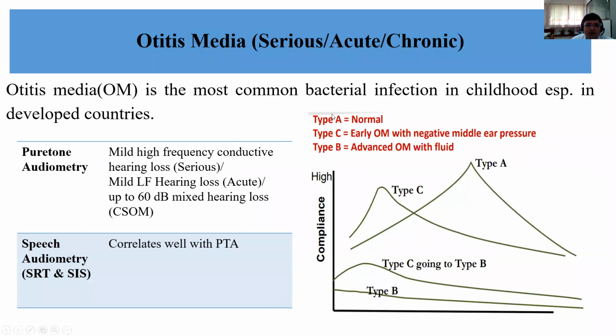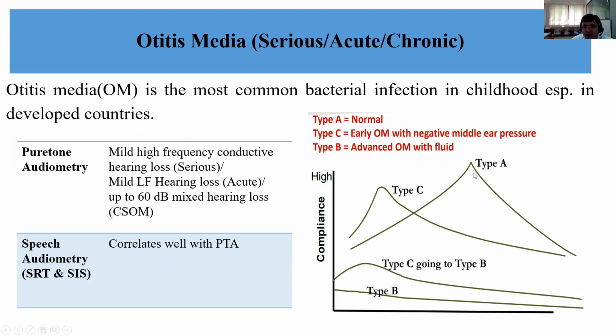The third commonly observed patients in your day-to-day clinic will be otitis media, whether it is serous otitis media, acute otitis media, or chronic suppurative otitis media, CSOM. So otitis media is another most common bacterial infection in childhood, especially in developing countries like India. Again, here, the different types of tympanogram you can see help you to differentiate, along with your clinical observations in the otoscopic examination and the case history, whether it is serous otitis media, acute, or chronic.